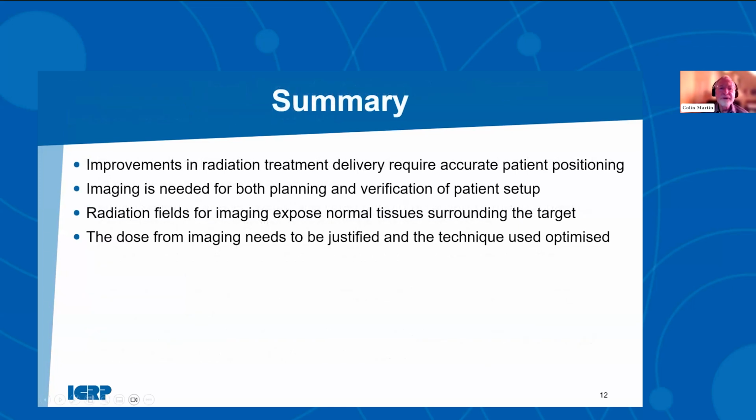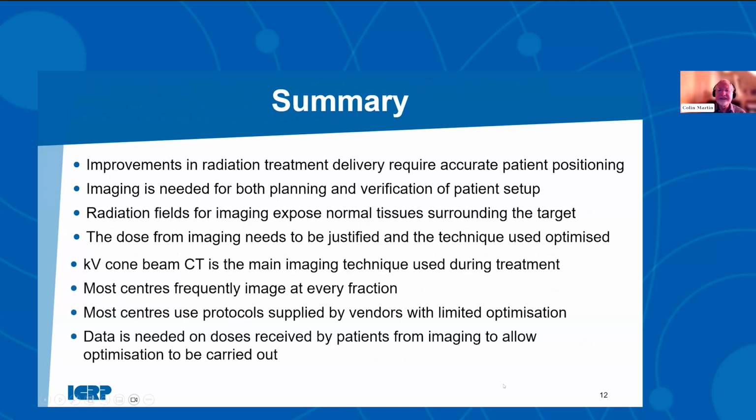So, in summary, improvements in radiation treatment delivery require accurate patient positioning. Imaging is needed for both planning and verification. The radiation fields for imaging expose normal tissues surrounding the target, and so the dose from imaging needs to be justified and the techniques used optimized. KV cone beam CT is the main imaging technique used during treatment, and most centers frequently image at every fraction. Most centers use the protocols supplied by the vendors with limited optimization. So that's what we want to improve.